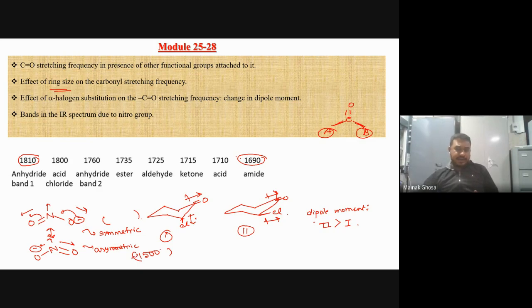So for asymmetric stretching, you need more energy, and it generally comes near 1550 or 1560. And this one generally comes near 1350. All are in centimeter inverse.